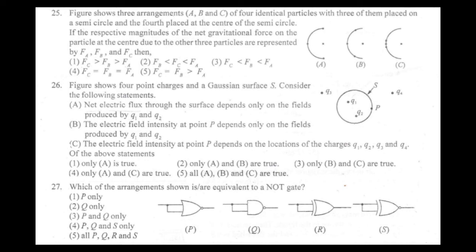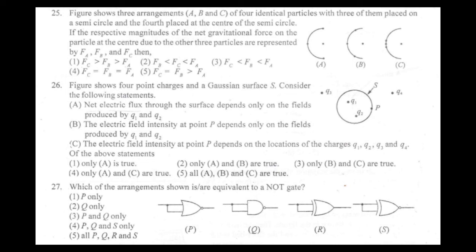It is right. B. The electric field intensity at point P depends only on the fields produced by Q1 and Q2. No. Electric field intensity at P depends on all the charges. C. The electric field's intensity at point P depends on the location of the charges Q1, Q2, Q3 and Q4. Yes, of course, it is true. So the answer is 4.